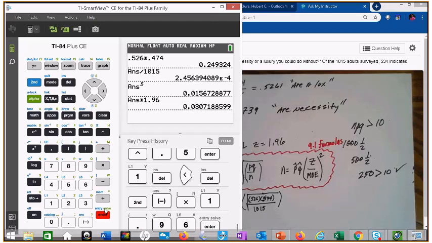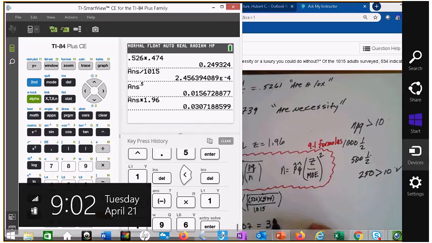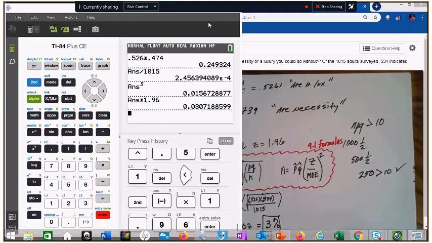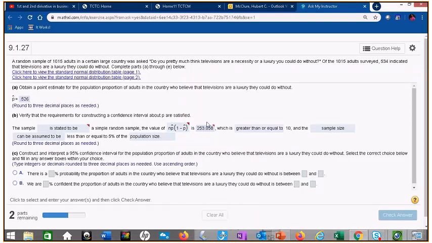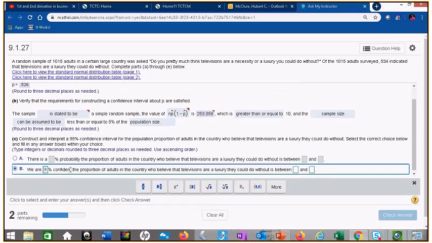Sorry, I was still looking around in my notes. That's all right. I think that's it. 0.0307, which is 3%. So we've got a margin of error of 0.03. So let's see what they want. Do they want a confidence interval or do they want a margin of error? Yeah, there we are: 95% confident. And we've got to do a confidence interval.